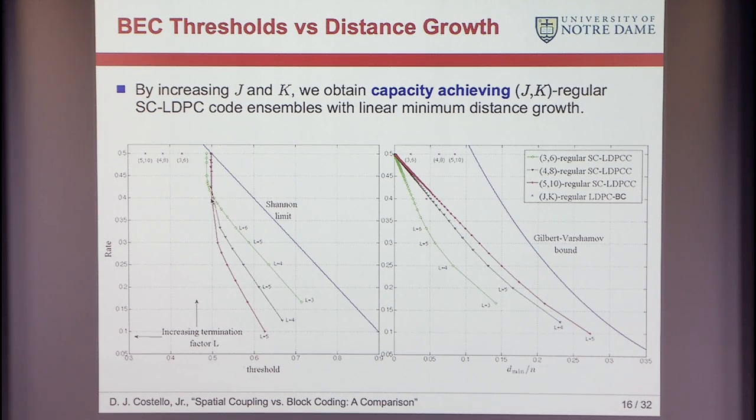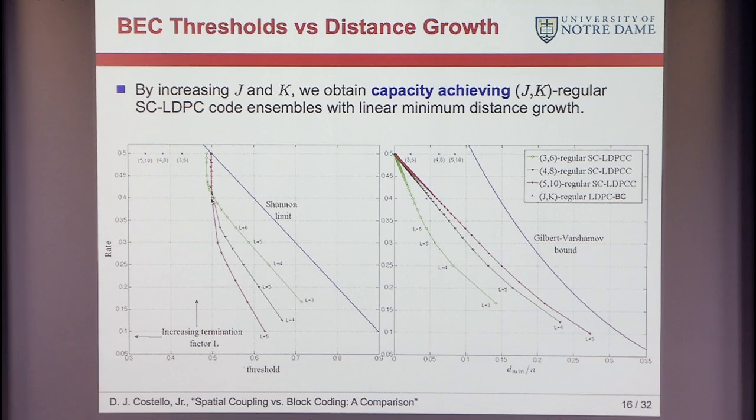So for the BEC, here we're just plotting the thresholds. Again, there's a curve of thresholds associated with each. This would be the 3.6 curve, because the short termination lengths have very low rates, and the thresholds are not so close to the Shannon limit until L gets very large. And with the 5.10, you can see that it actually gets there.